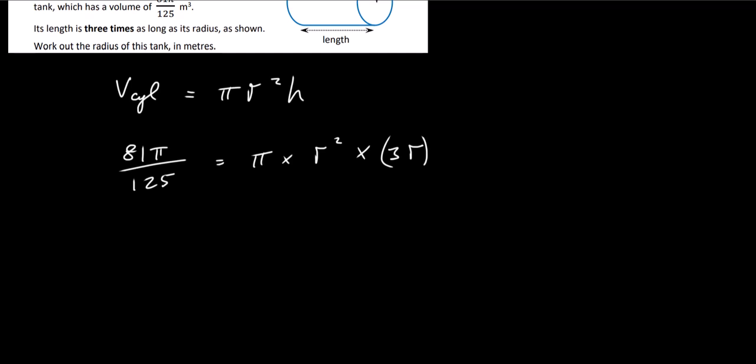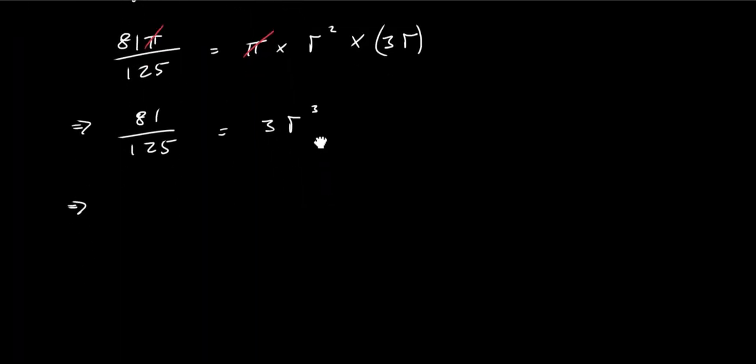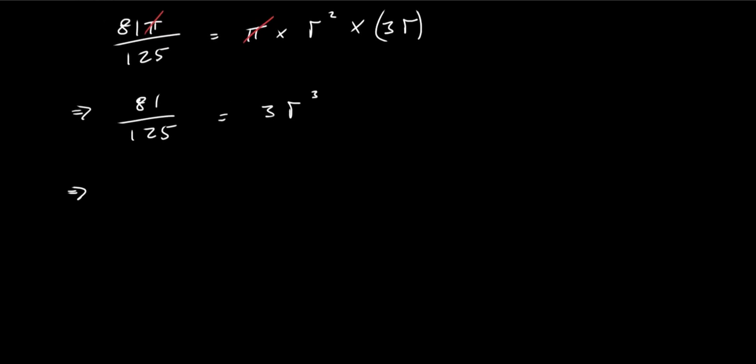Now I see I've got a pi on the left hand side that's multiplied, and a pi on the right hand side that's multiplied. So that works out nice and neatly. On the left hand side we have 81 over 125. On the right hand side we've got r squared times 3 times r, so that's 3r cubed. Okay, so next thing I'm going to do is just divide both sides by 3. So when you divide the left hand side by 3, you get 27 over 125. On the right hand side, the 3 disappears and you get r cubed.